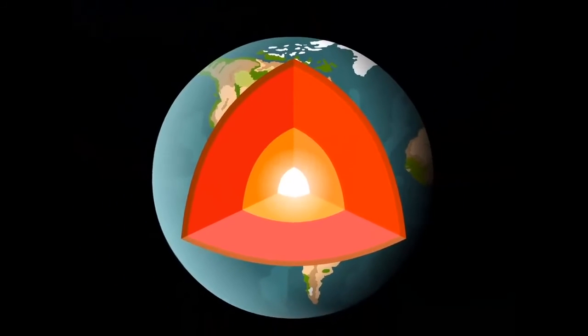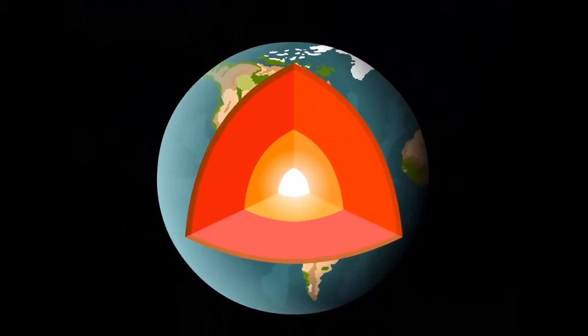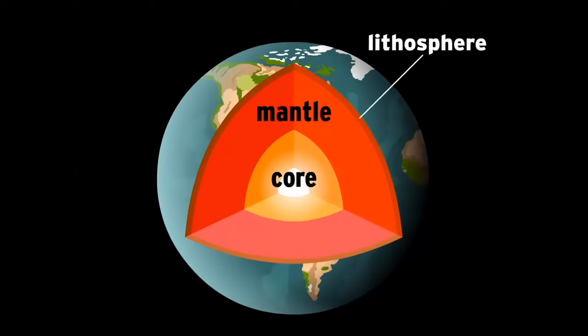The deeper you go, the hotter it gets. Earth's center, or core, is as scorching as the surface of the sun. All that energy wants to escape, like steam inside a boiling kettle. It pushes outward, putting immense pressure on the middle section, the mantle. Standing in its way is the lithosphere, a rigid layer of solid rock.